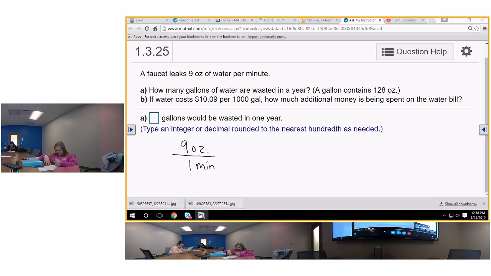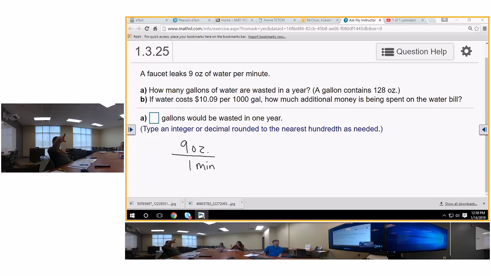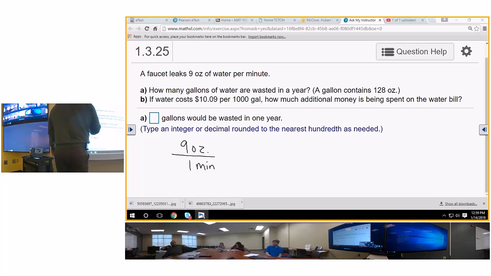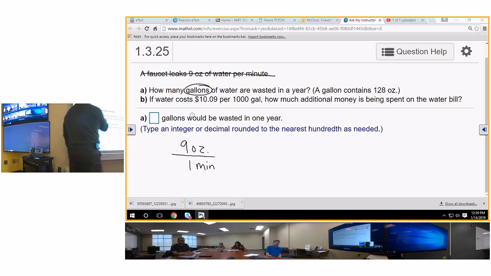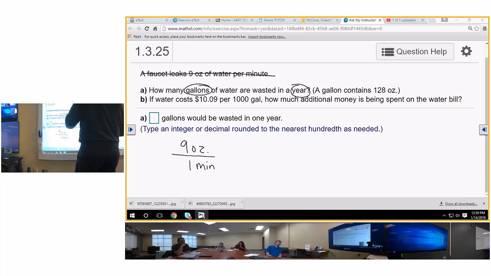Did you do this homework yet? No, but I can do it tonight or today. This is the 1.2. All right, so I just put 9 ounces over 1 minute. How many gallons of water are wasted in a year? So just pick one, it doesn't matter. I'm going to pick year because last time we did gallons first.